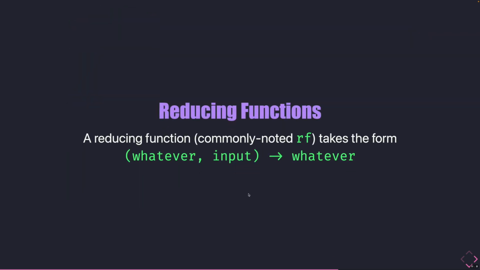A reducing function, that thing that is passed as an argument to reduce, which we commonly denote with the letters RF, just takes the form of, as the Clojure docs say, a whatever and an input to a whatever. In some cases, that kind of homogeneous type, the types of these things are the same. So it's kind of a whatever and a whatever to a whatever. But this is maybe more clearly recognizable as the second case. The whatever is, say, the map, the input is, say, a keyword, and then the output is a map again.